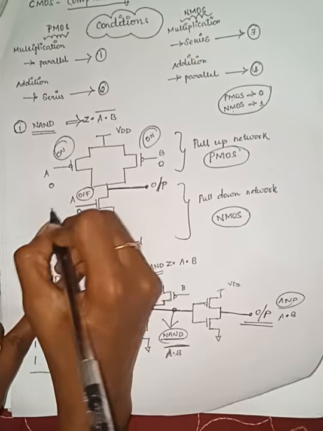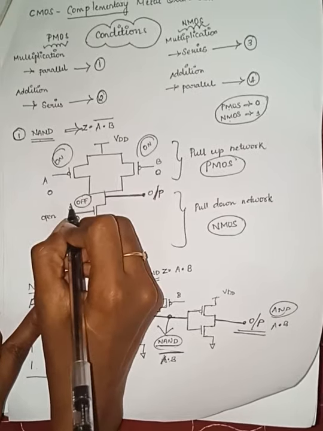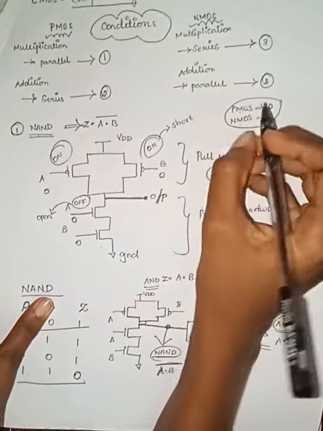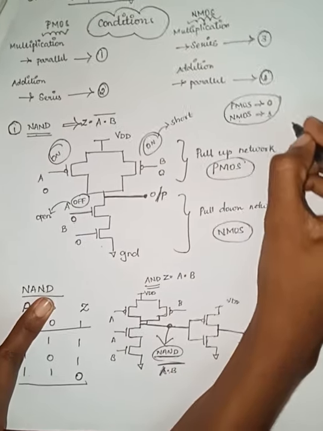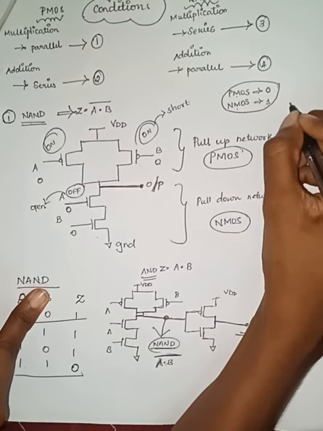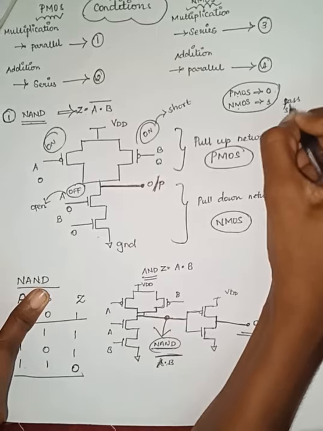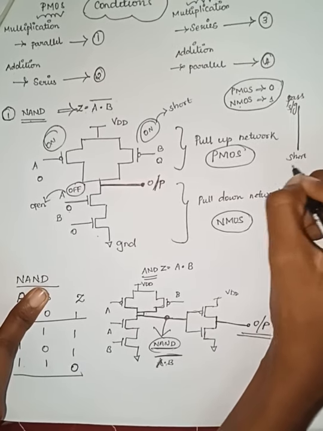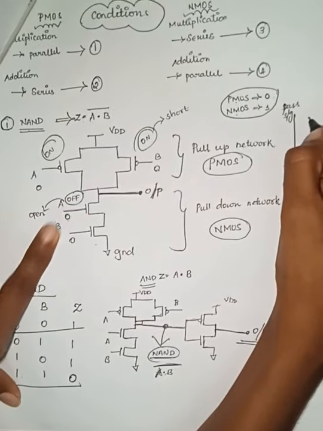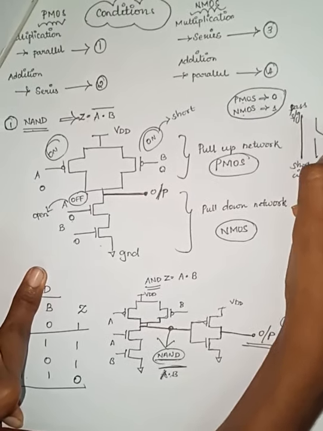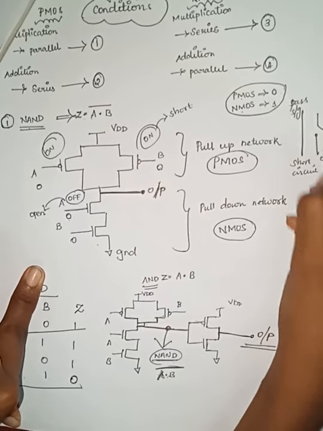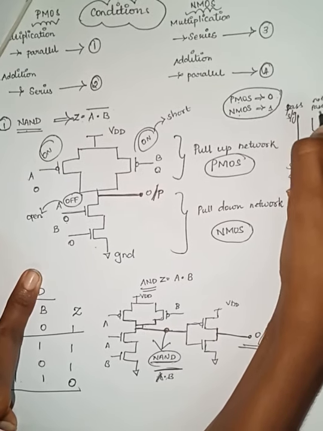So when we are giving input 0 for NMOS, it gets off. That is, it is open circuited. Off condition is open circuited, on condition is short circuit. Short circuit is nothing but it will pass the signal when the circuit is shorted. When the circuit is open, that is in off condition, it will be like this. So now the circuit is open, it will not pass the signal.